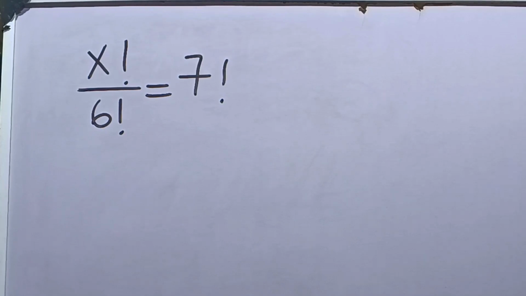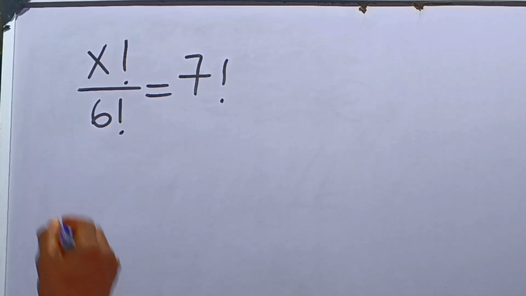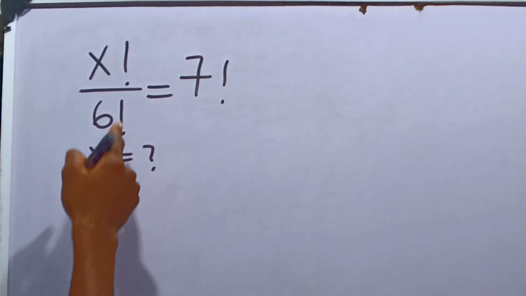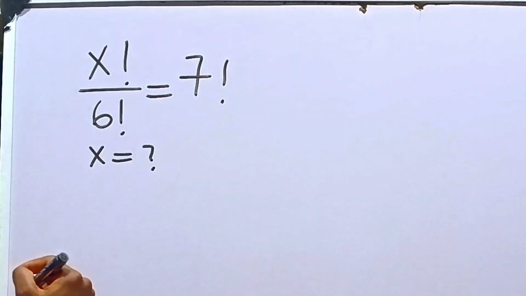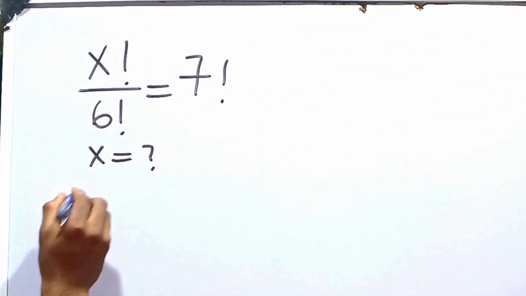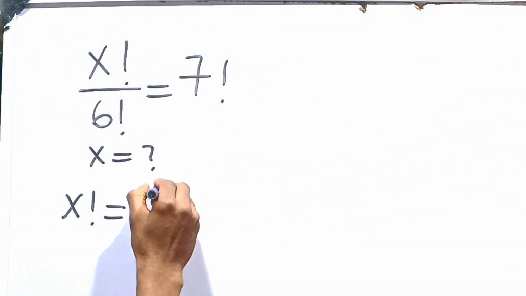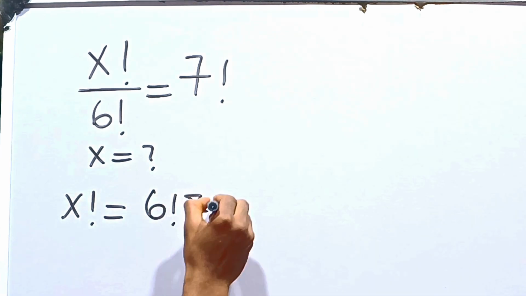Let's solve this together. It says x factorial over 6 factorial is equal to 7 factorial. We're going to solve for x in this equation, okay? Now, the first thing we can do here is to multiply both sides by 6 factorial. If we multiply the left hand side by 6 factorial, we are left with x factorial. So x factorial is equal to, multiplying this side by 6 factorial, 6 factorial times 7 factorial, okay?